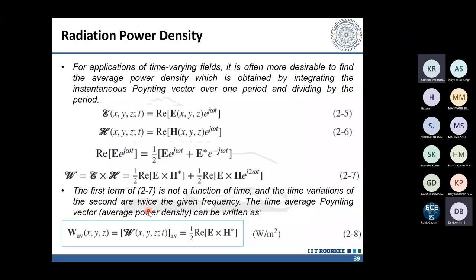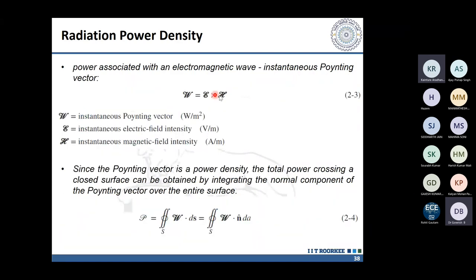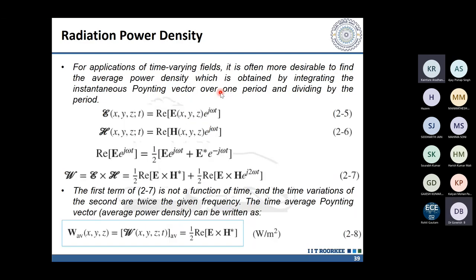Now, for time varying fields, what happens? For time varying fields, it is important to note that the instantaneous power density, which was defined by the instantaneous values here, is not very helpful. What is helpful is the average power density, because the fields are varying with time, and the instantaneous power density is also varying with time, and we want an average value. That's more useful for engineers.